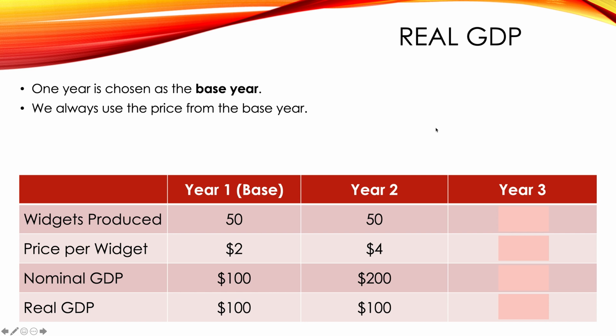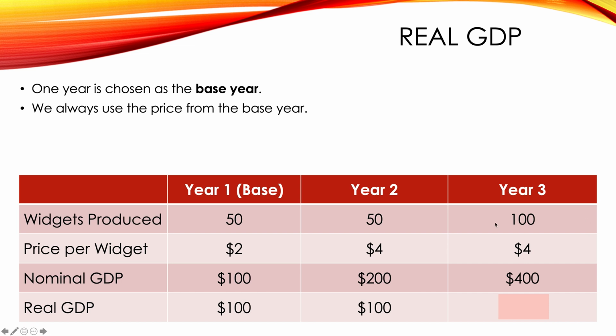Let's do another year. In year 3, 100 widgets were produced. Okay, so production actually did go up. The price of a widget in year 3, $4. What would be the nominal GDP in year 3? Well, that's 100 widgets times $4, $400. But what would the real GDP be for year 3?